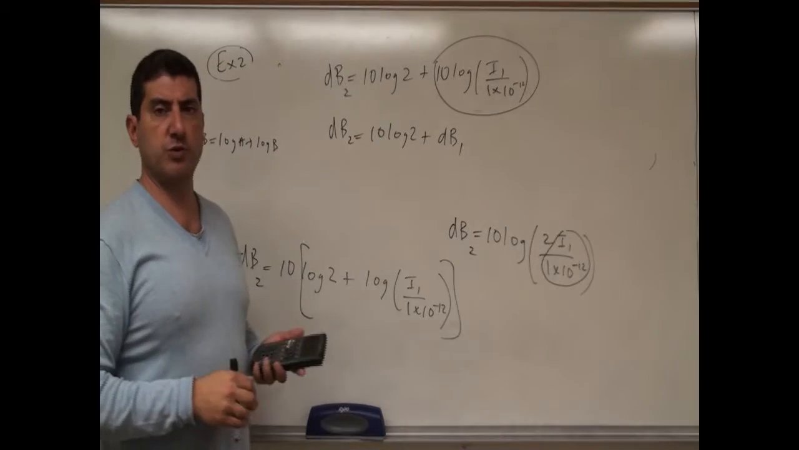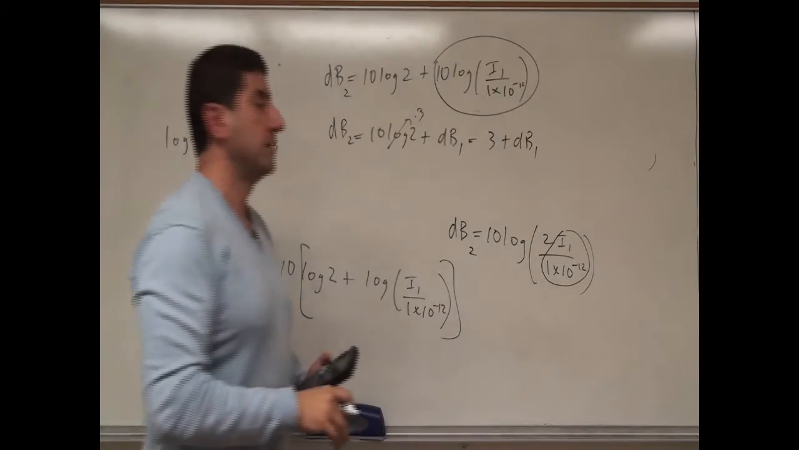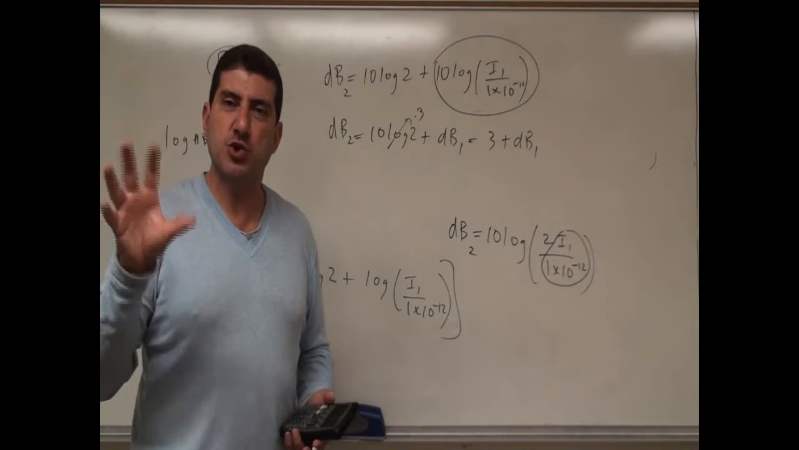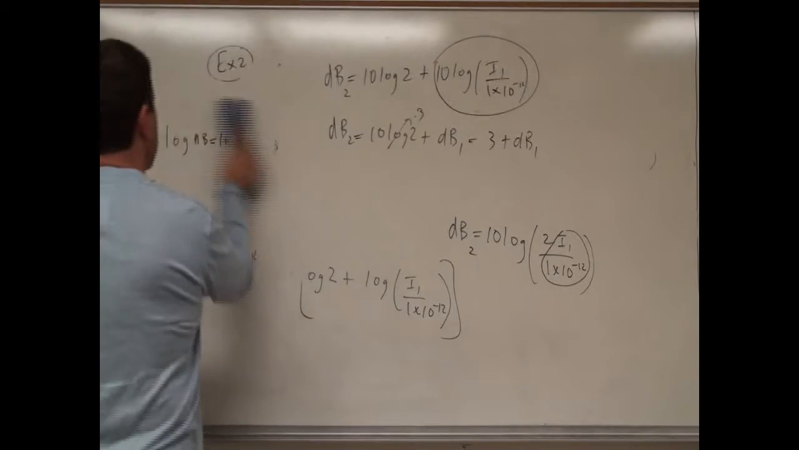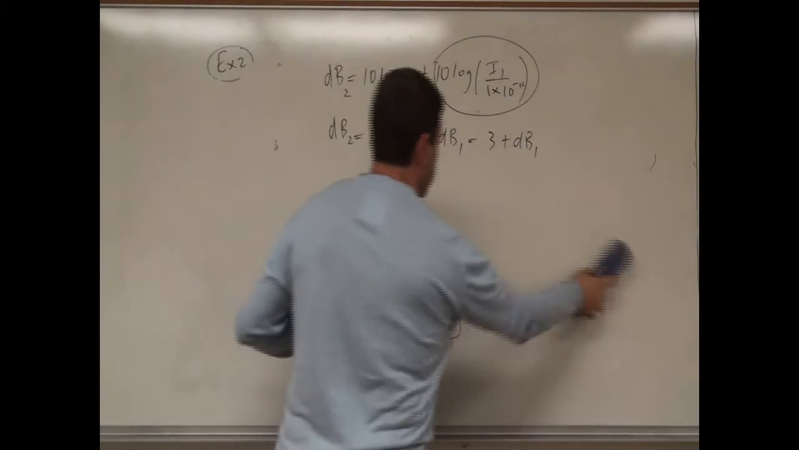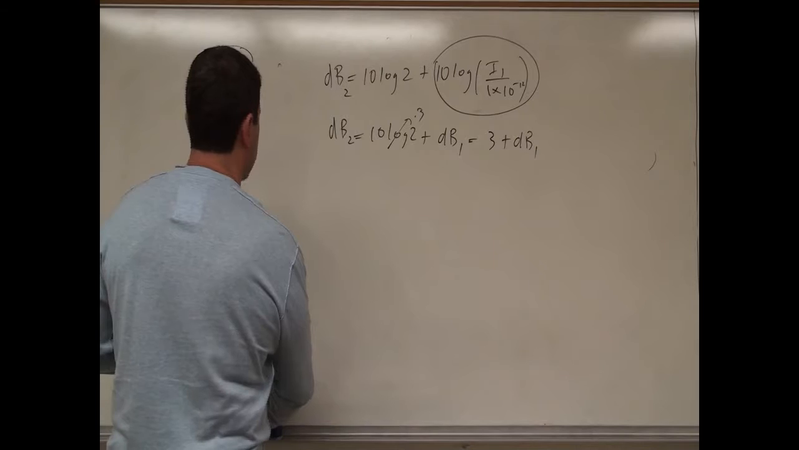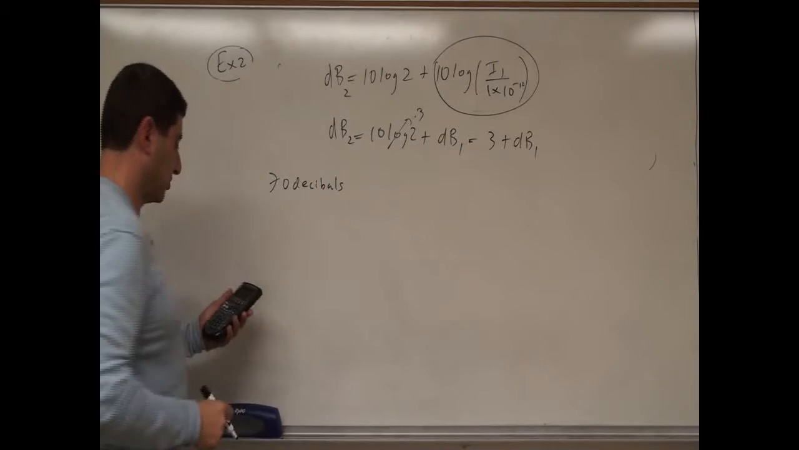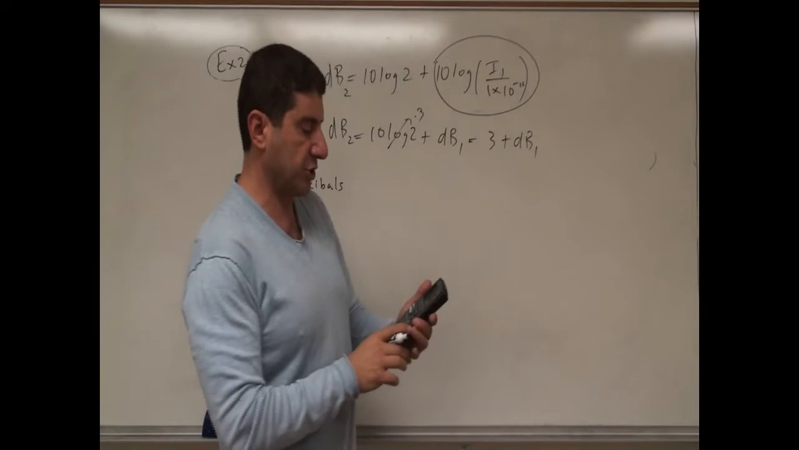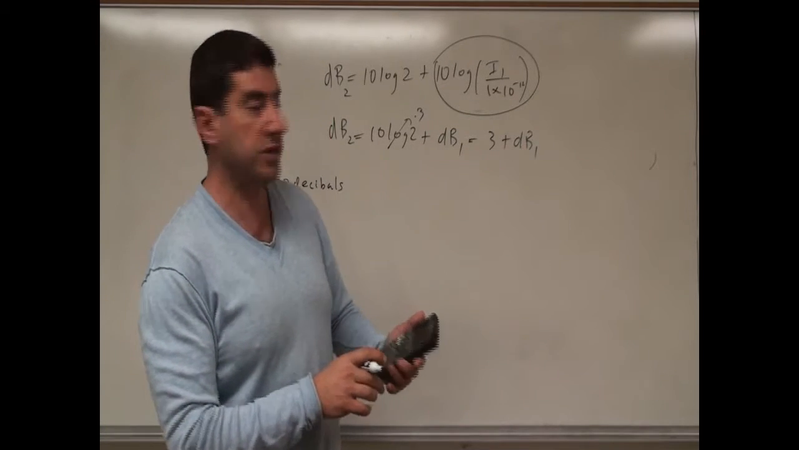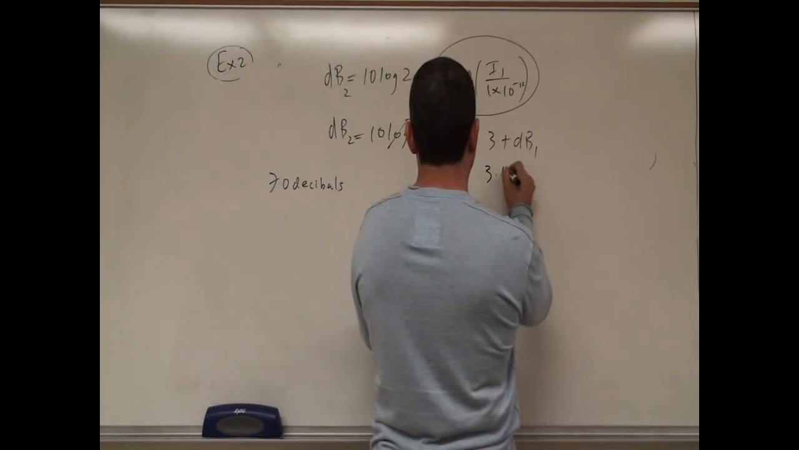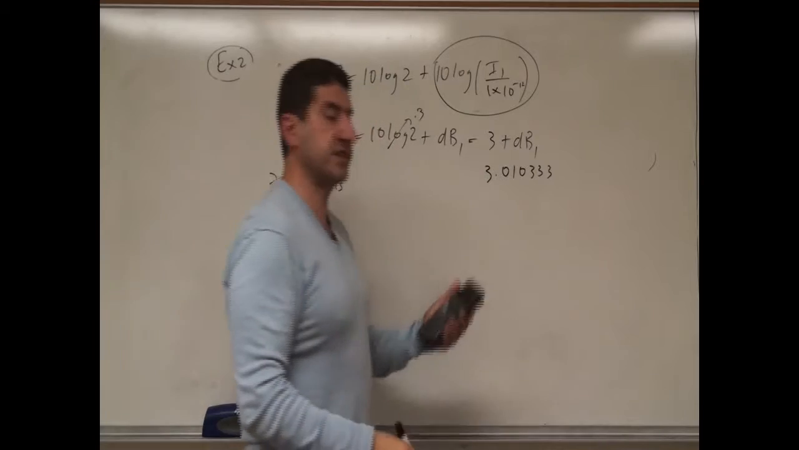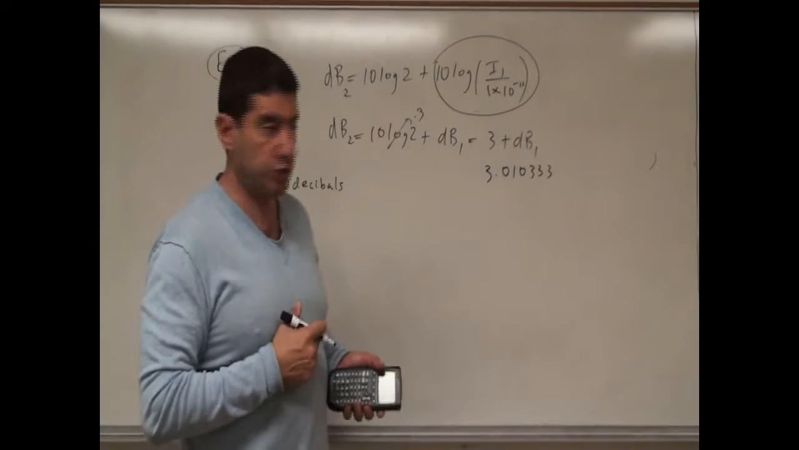So then we just have to calculate what's 10 log of 2, okay? So that's a good ballpark number that we can use to kind of compare, right? So this is actually not exactly 3 because it's actually 3.010333, but it's very close. It's very close to 3, right?